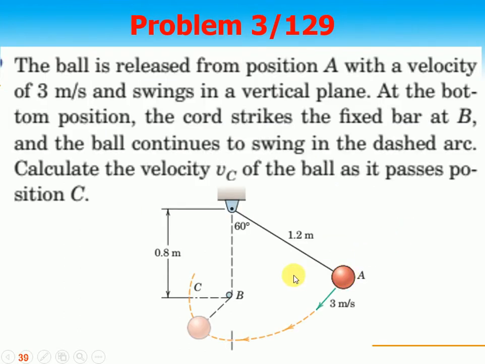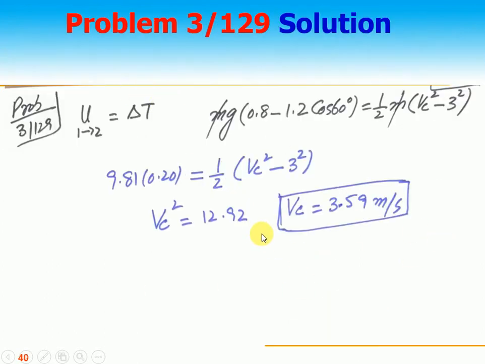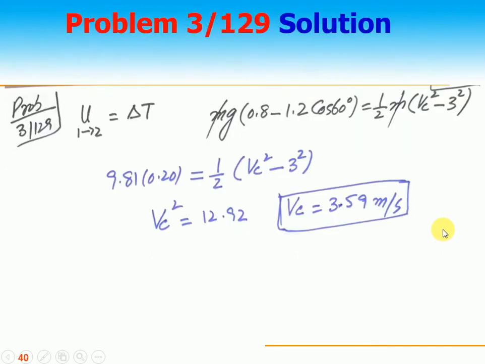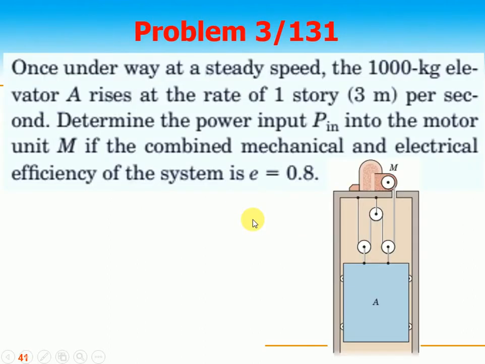So dear students, the change in potential energy is the work done, of course, which is converted into kinetic energy. This is the work done by the gravitational force. It is moving from this height 1.2 cos of 60 to 0.8. That's converted into the change in kinetic energy. I just use the kinetic energy and work done principle. The change in kinetic energy is basically work done. Let's move to the next problem.